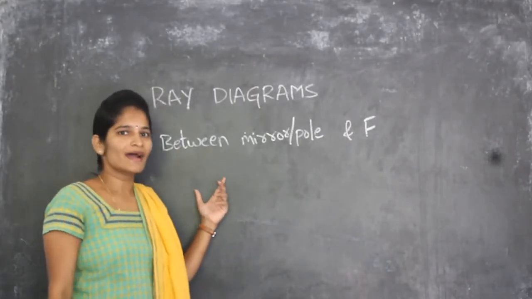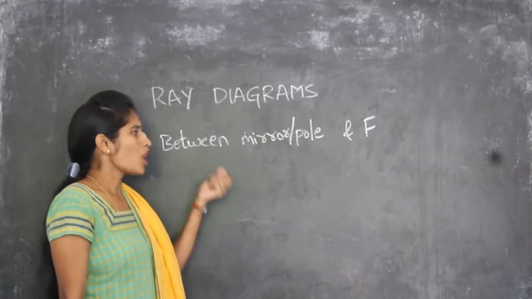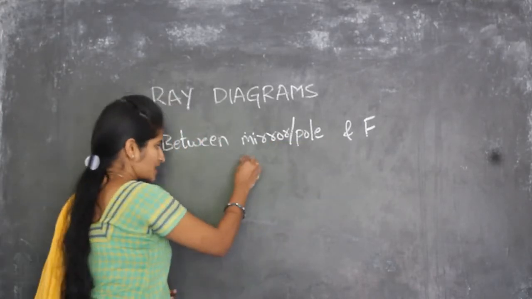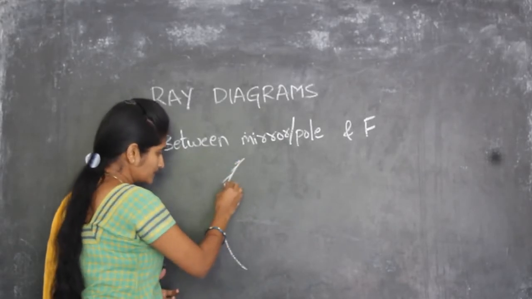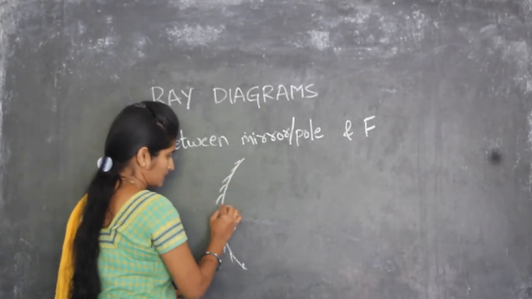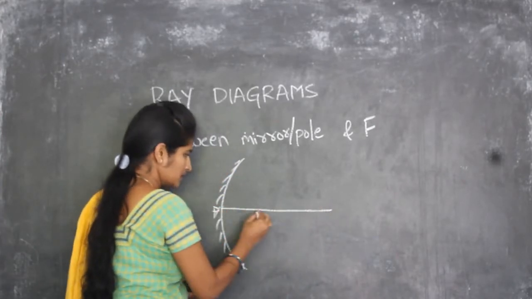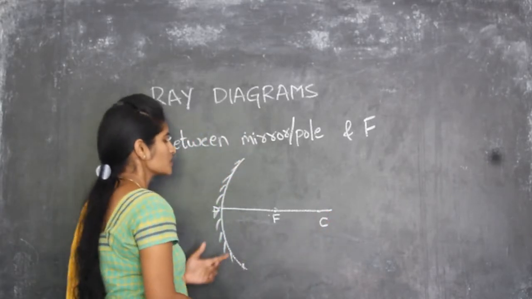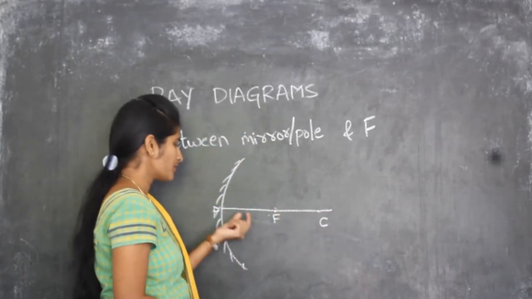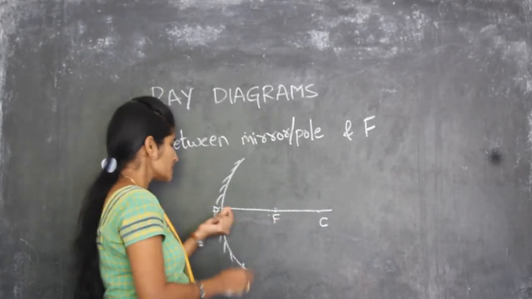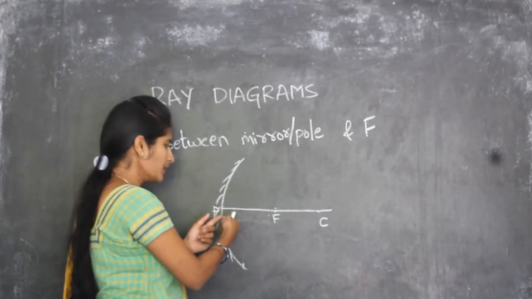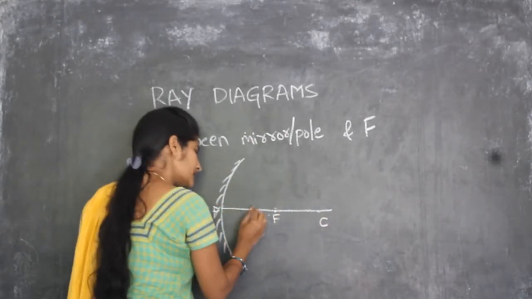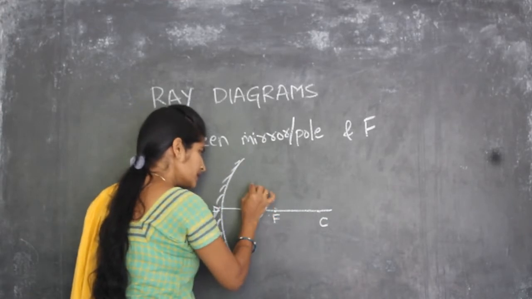So now we will see the other situation, that is when the object is placed between the mirror or pole and focus. So this is a concave mirror, this is the pole, this is the focus and this is the center of curvature. Now I am placing the object between pole and F. Here I have written mirror, so this is nothing but the mirror. So it can be pole and F or else mirror and F. Is it clear? So I am placing an object over here.